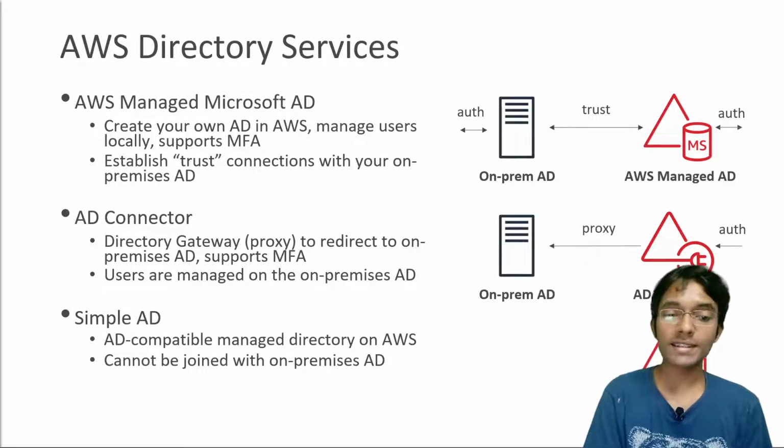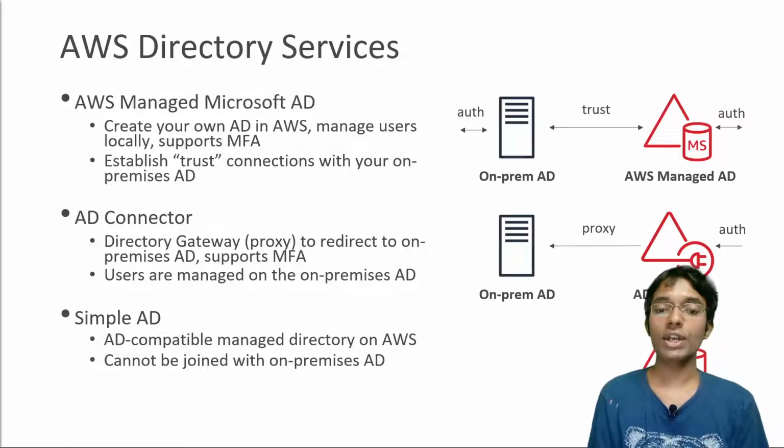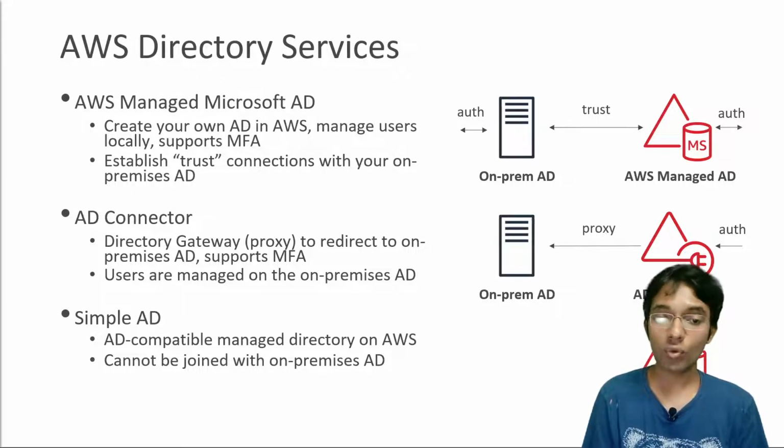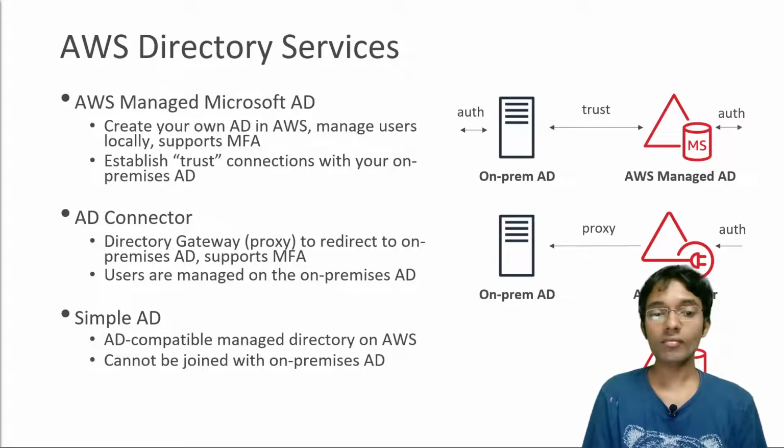So in the first case, with Microsoft Managed AD, we have two places where the users were defined. They were defined on-premises and in the cloud, and there was some trust between the two. But with the AD Connector, they are only defined on-premises, and we have a proxy to access that on-premises AD directly from the cloud. Finally, we have Simple AD, which is not Microsoft AD. It's an AD-compatible API, it's called Samba. It's managed in AWS, but it's standalone and it cannot be joined with an on-premises AD.